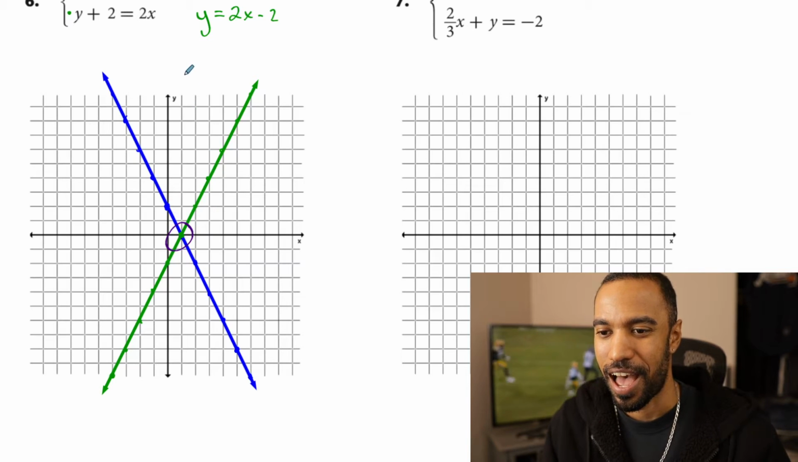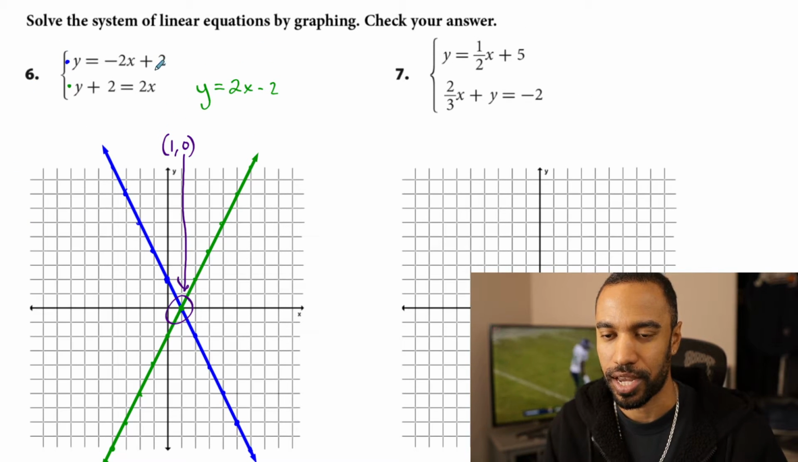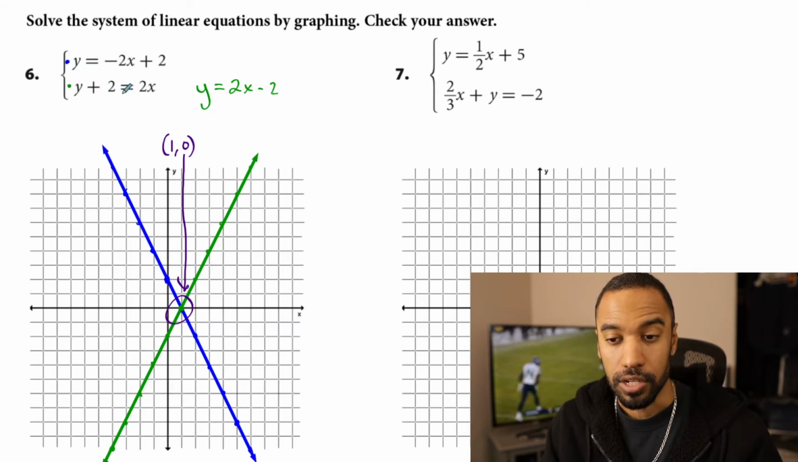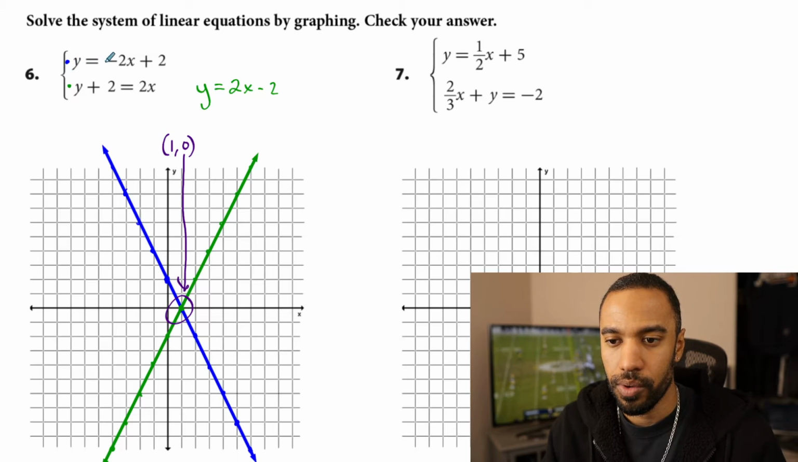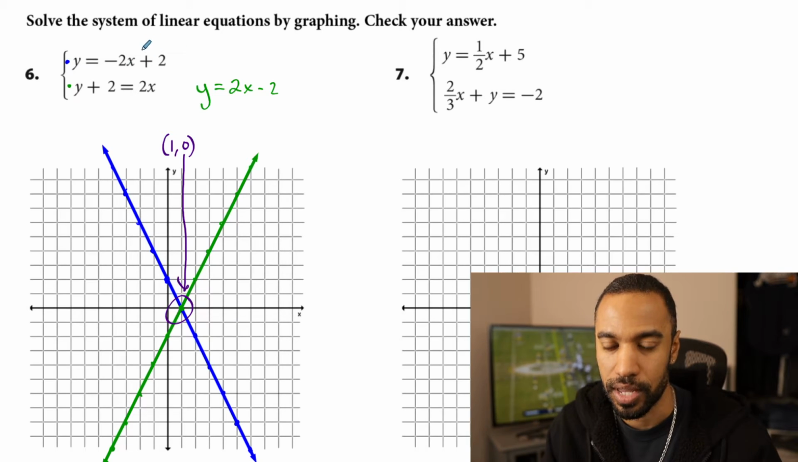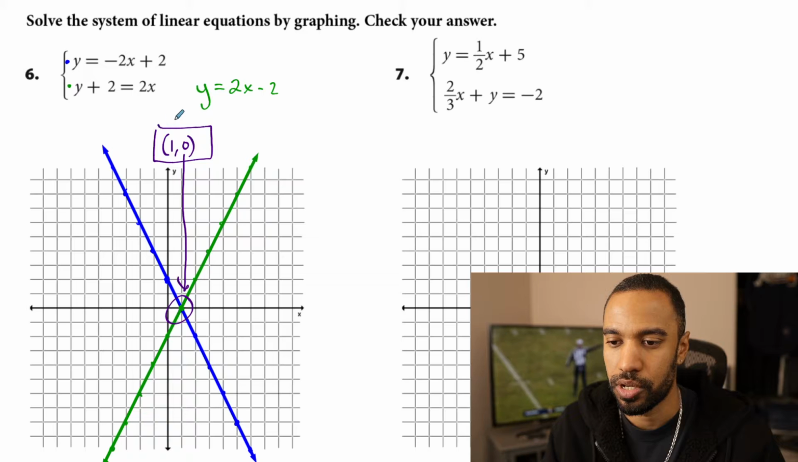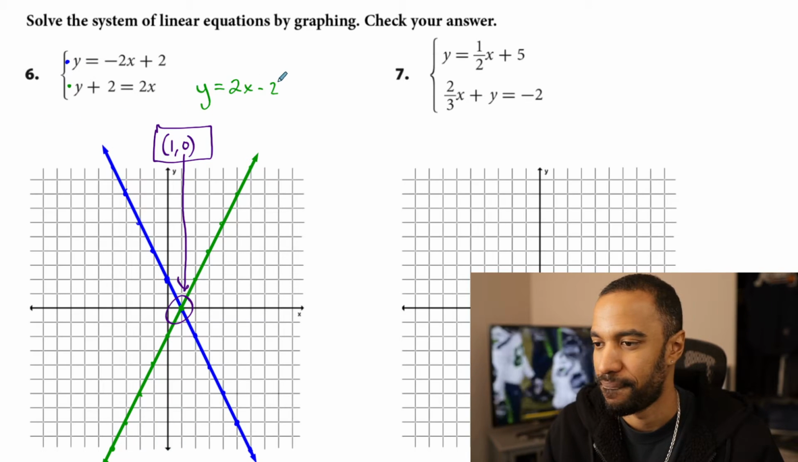All right. I got 1 comma 0 as my solution here. 1 for x, 0 for y. Let's check it out. Again, do the original equations. 0 equals negative 2 times 1, which is negative 2, plus 2. Yep, 0 is negative 2 plus 2. That's good. 0 plus 2 equals 2 times 1. 2 equals 2. That one's good. 1 comma 0. I like it. All right, here we go.